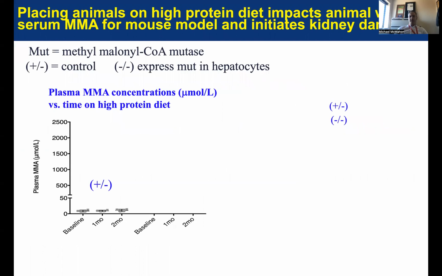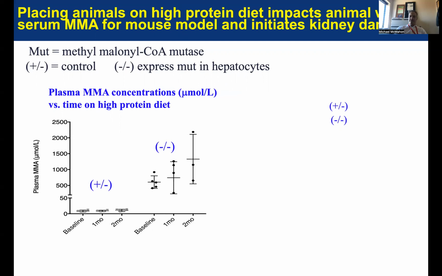So one of the things we did is we found a nice collaborator, the Venditti and Manoli lab at NIH, and they had a very nice mouse model where you can put these animals on a high protein diet and immediately turn on the MMA and initiate the kidney damage. So if you hold these mice on a low protein diet for 2 months, their plasma MMA is low and their weight is normal.